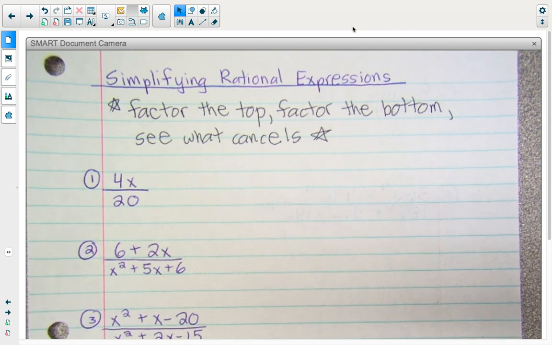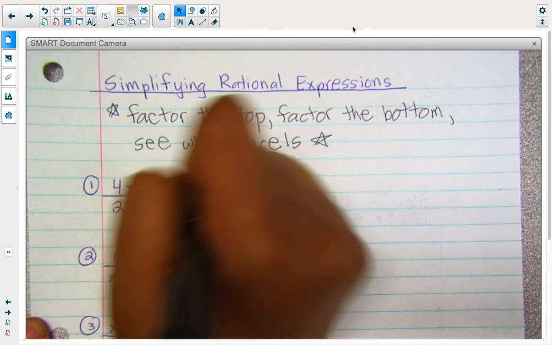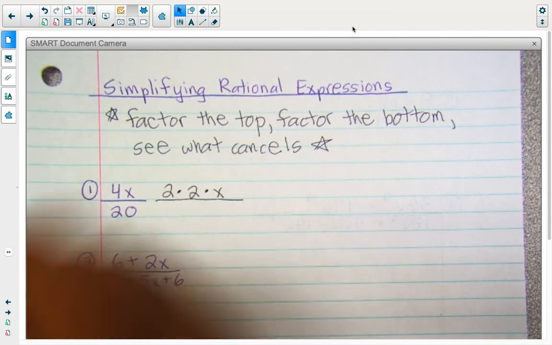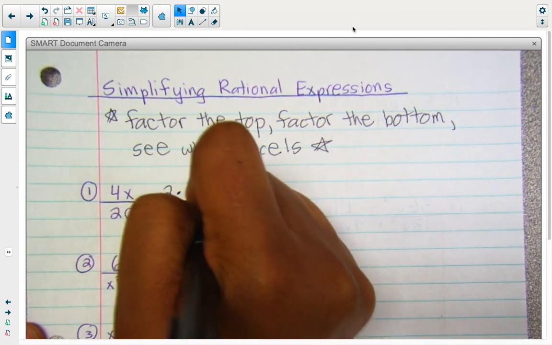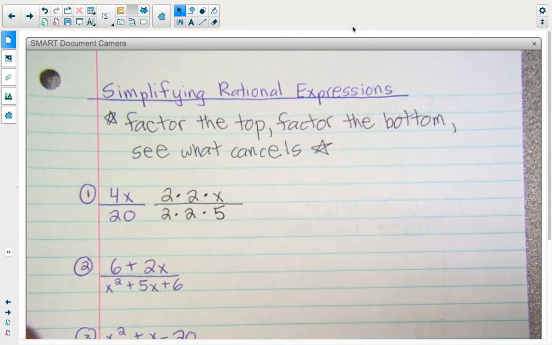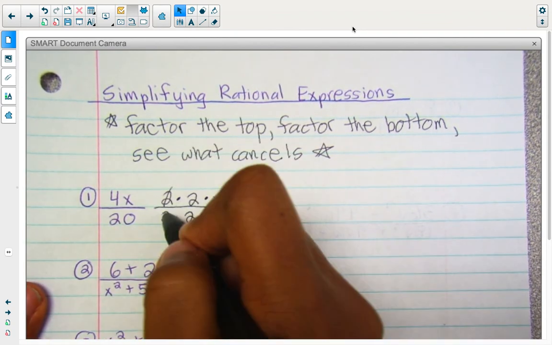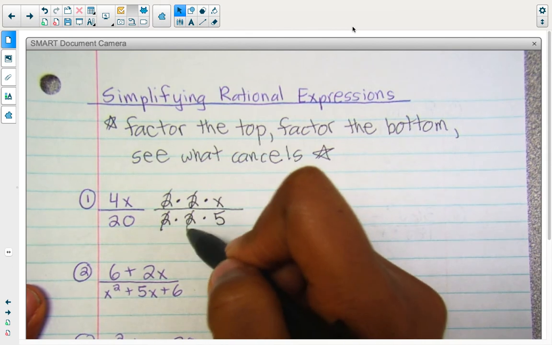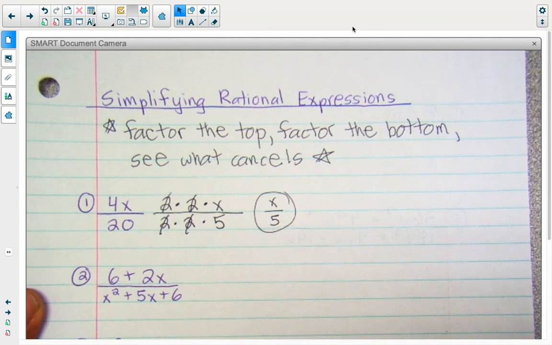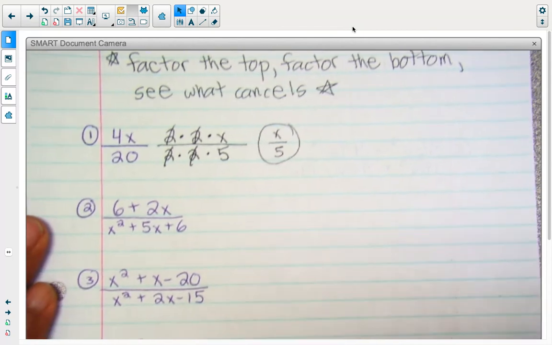So if I break down 4x, that breaks into 2 times 2 times x. If I break down 20, that's 4 times 5, and 4 is 2 times 2 times 5. So I factor the top, I factor the bottom. Now, anything that's the same in the top and the bottom, you're going to cross out. So that 2 and this 2, this 2 and this 2. So we're left with x divided by 5. So that is our final answer. You factor the top, factor the bottom, see what cancels. All right, let's move on.